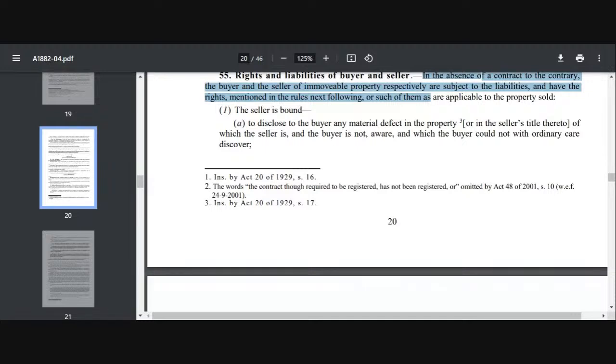Any fact which is materially increasing the value of the property, he has to disclose that fact. Second is to pay the price. This is also his duty. After sale his duty is to bear the loss to the property and to pay the outgoings. All the other outgoings after sale are his duty.